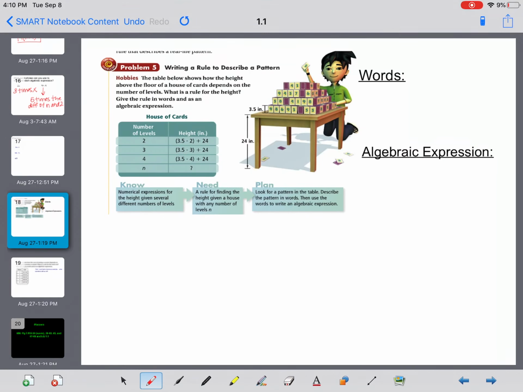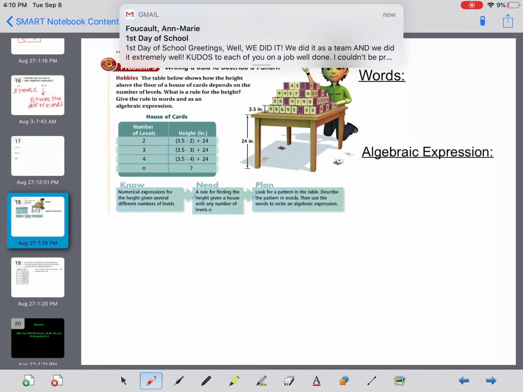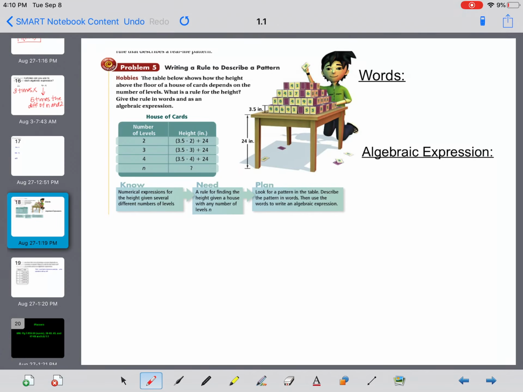All right, last but not least, we're going to check a couple word problems. The table below shows how the height above the floor of a house of cards depends on the number of levels. What is the rule for the height? Give the rule in words and as an algebraic expression. Well, they almost show it as an algebraic expression for us, but there's no variable. The only number that changes is this number right here, so that's where we're going to stick a variable.